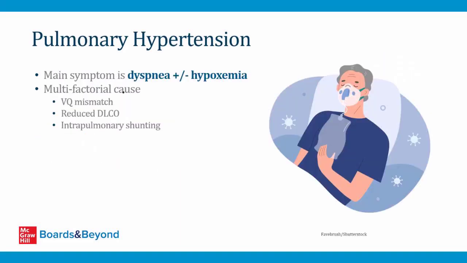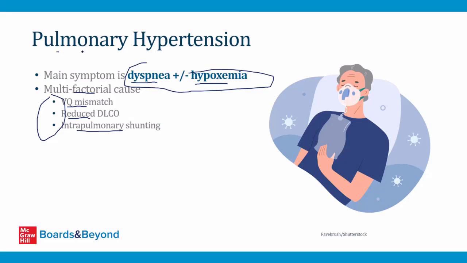The main clinical symptom that patients report when they have pulmonary hypertension is dyspnea, meaning shortness of breath, especially with exertion, sometimes together with hypoxemia. The reason this happens when the blood pressure gets high in the pulmonary arteries is multifactorial, and I think they're unlikely to ask you about this on board exams because it's so complex. But different studies have looked at this, and they've found evidence of VQ mismatch in pulmonary hypertension, also reduced DLCO and intrapulmonary shunting. And so all these mechanisms sort of conspire to cause the dyspnea and hypoxemia associated with pulmonary hypertension.